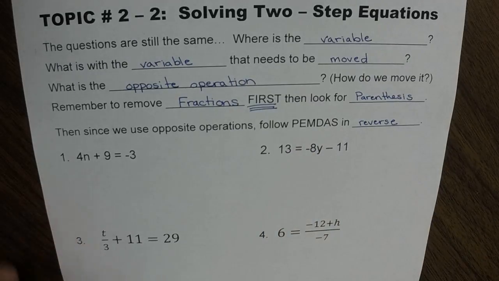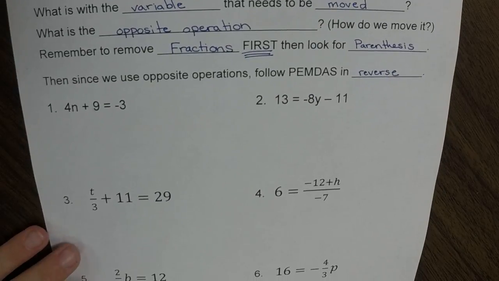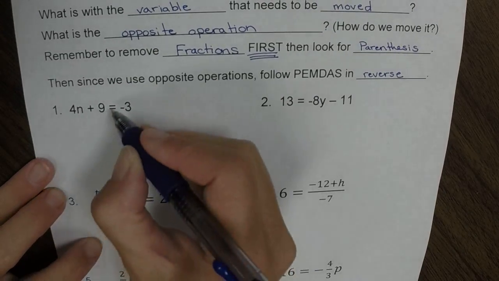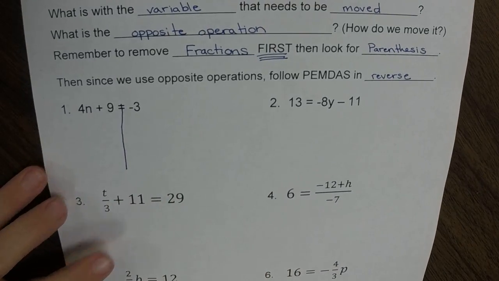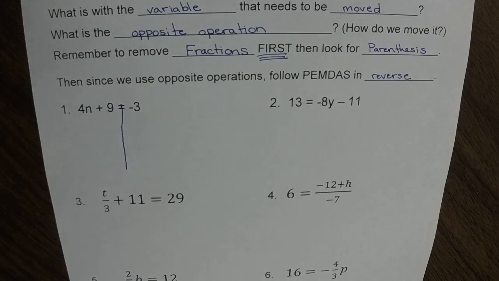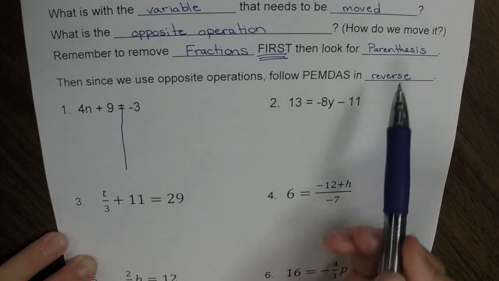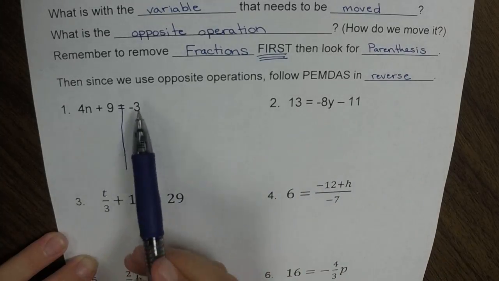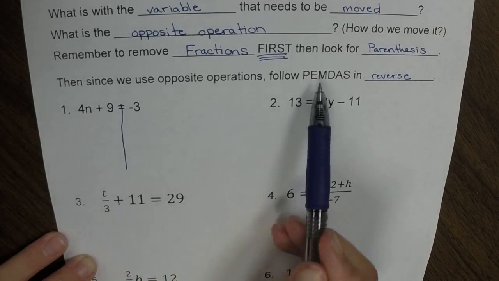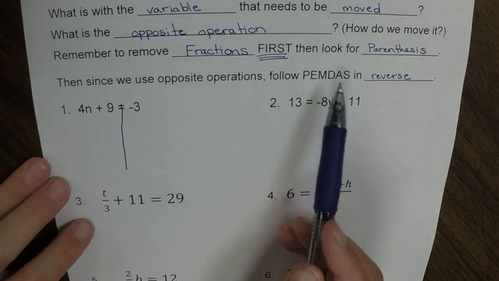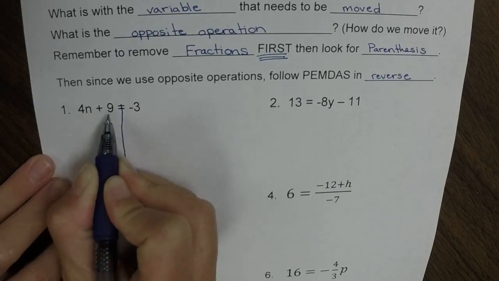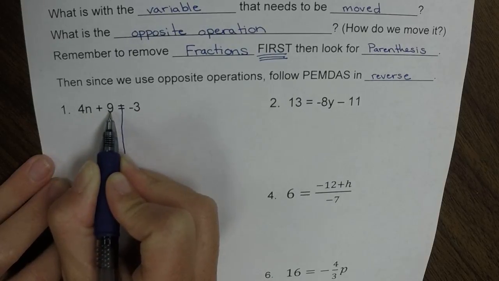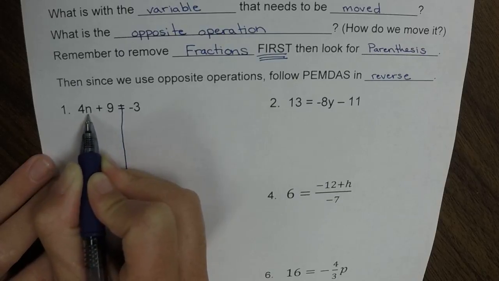Okay. So let's look at number 1. The first thing that we're always going to do is still going to be to draw that line that splits the problem into two sides. From here, we look for fractions first. Since we don't have any fractions, we look for parentheses. We don't have any parentheses, now we're ready to follow PEMDAS in the opposite order. In other words, this says 4 times n plus 9. Remember, our entire goal is to get n by itself.